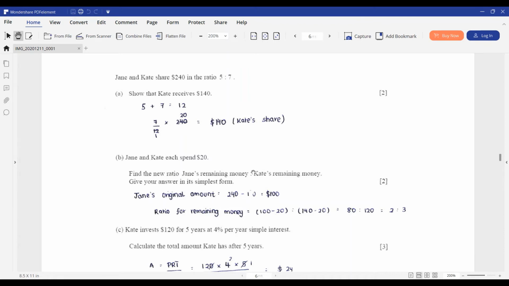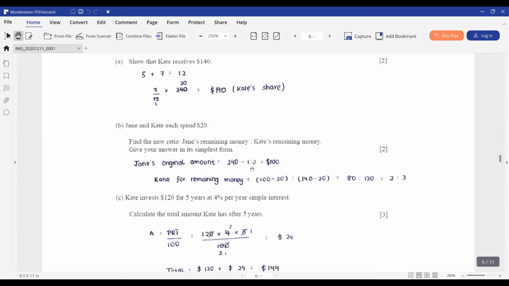So I can see that there's a number missing here. This is 4. I apologize for the fact that the number has disappeared. So what we want to do is write 240 minus 140. That means that Jane got $100. Since they each spent $20, we need to remove $20 from their amount. So we take 100 subtract 20, ratio 140 subtract 20.